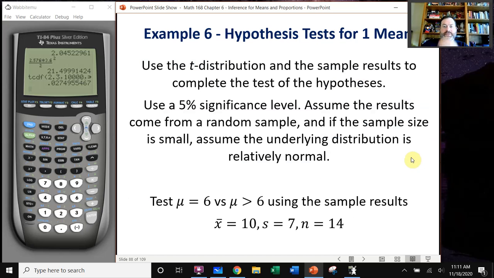All right, let's do one of these. Use a t-distribution and the sample results to complete the test of the hypotheses. So we're using a 5% significance level, and we have a random sample, and we're going to assume the underlying distribution is normal because our sample size is 14. So we're going to test mu equals 6 versus mu greater than 6. X bar is 10, s is 7, n is 14. All right, let's do it.